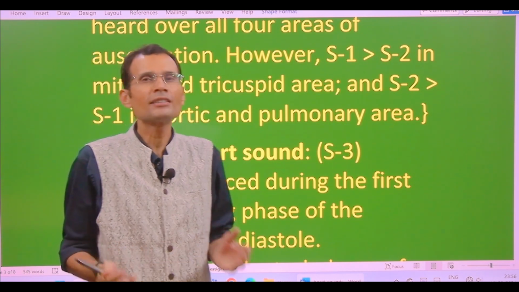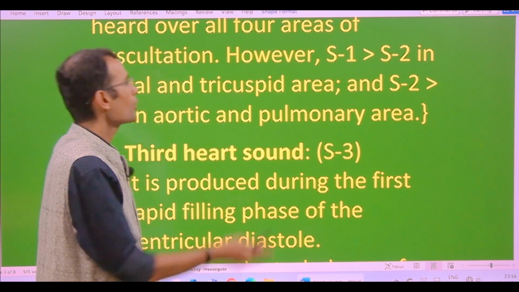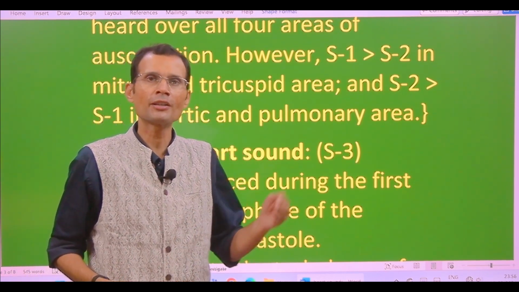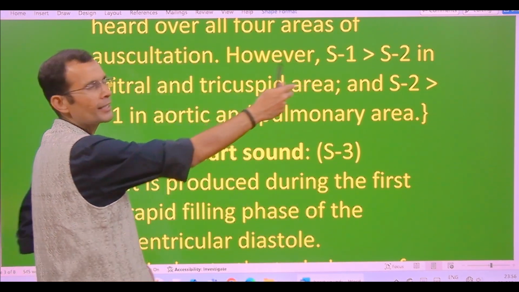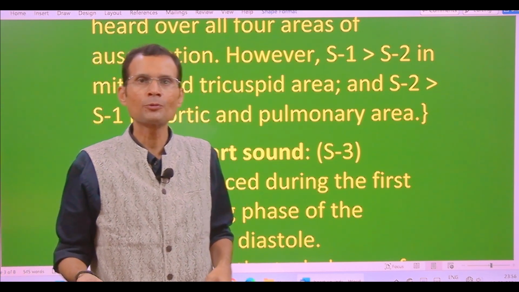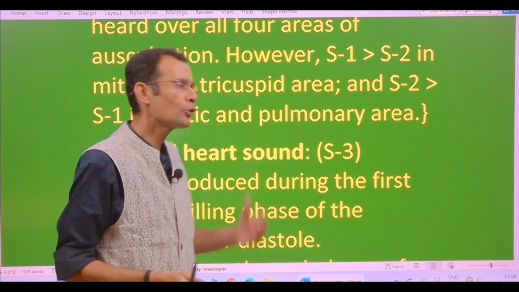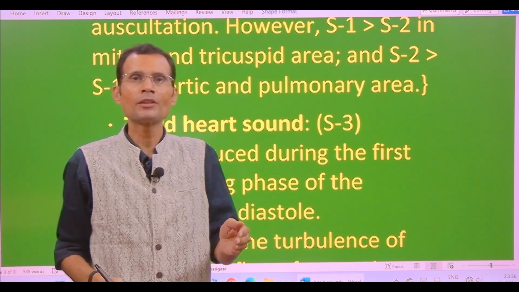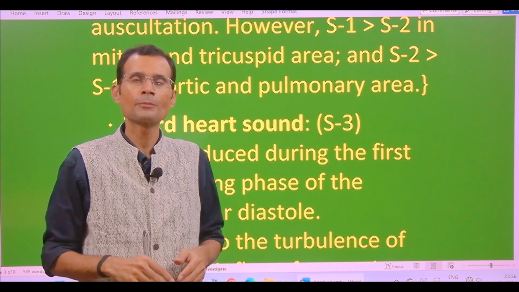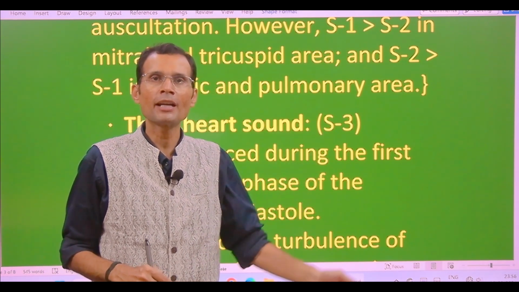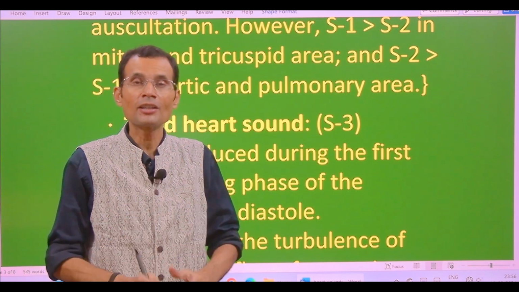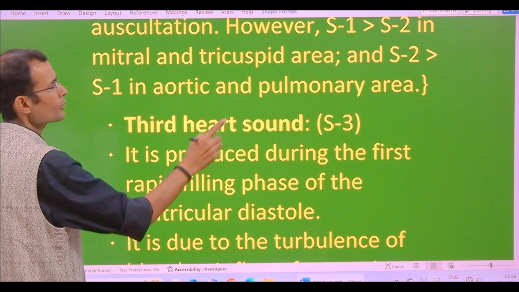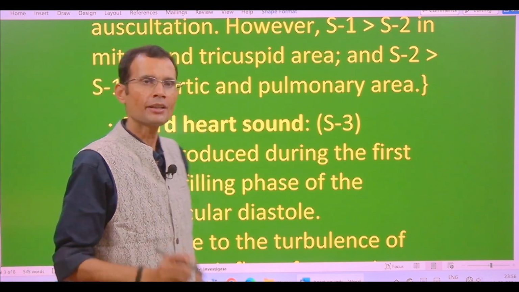And the reason, now you know the reason, it's very obvious, because S1 is produced by the closure of mitral and tricuspid valves, so it's heard best in the mitral and tricuspid areas. And same with S2. S2 better than S1 in the aortic and pulmonary areas because it's produced by the closure of those 2 valves. Very often the students would say S1 is heard in the mitral and tricuspid areas, S2 is heard in the aortic and pulmonary areas. I have come across this error very often, and therefore I have included this point. Both sounds are heard in all 4 areas.